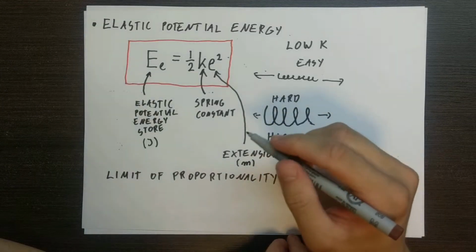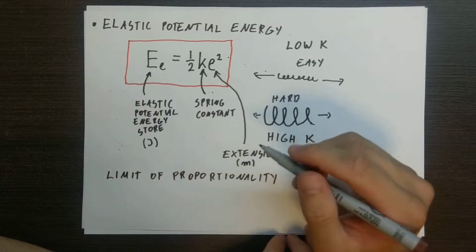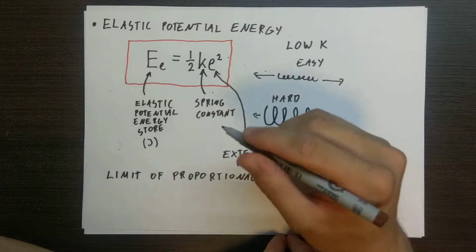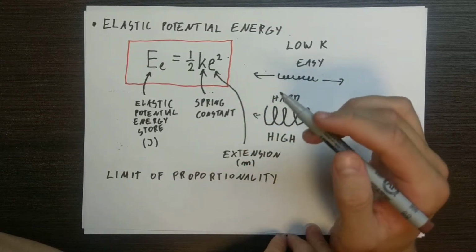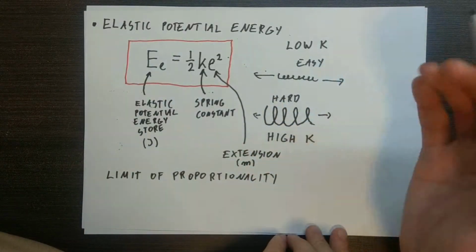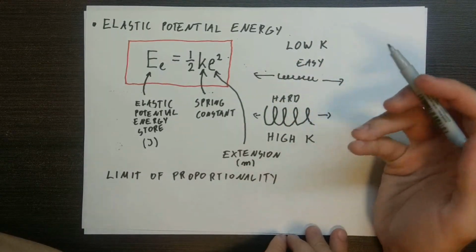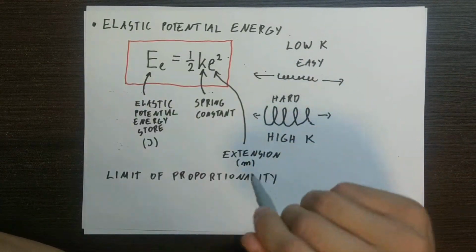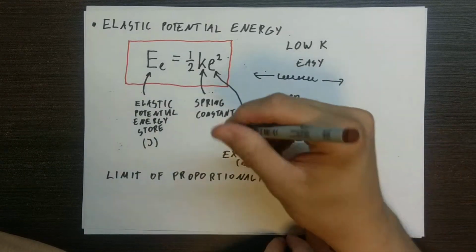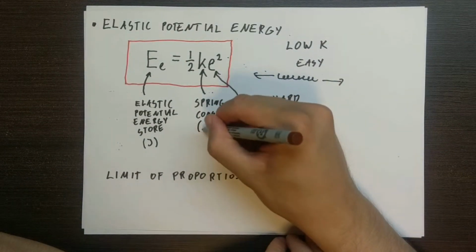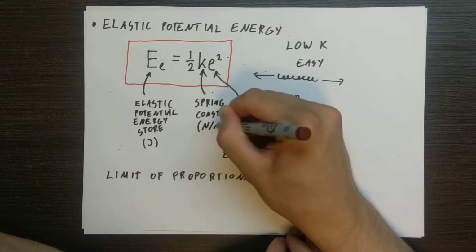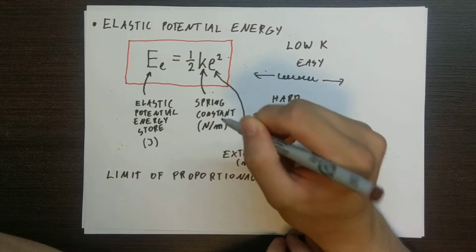Now, spring constant is expressed in newtons per meter. That makes sense, doesn't it? Newtons is a unit of force, the force you need to apply to stretch the spring by a meter. So here we have newtons per meter.